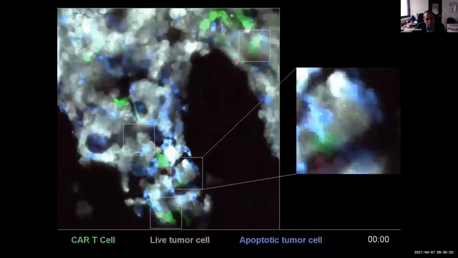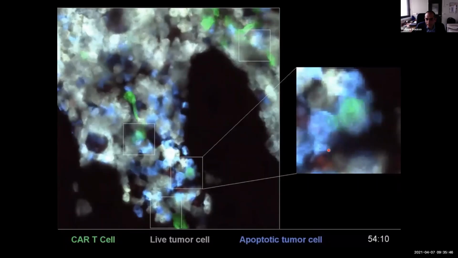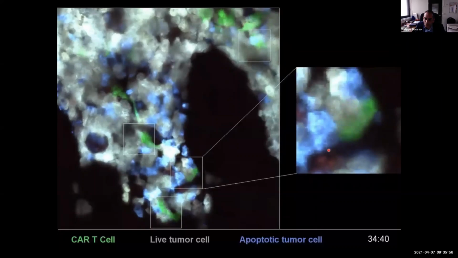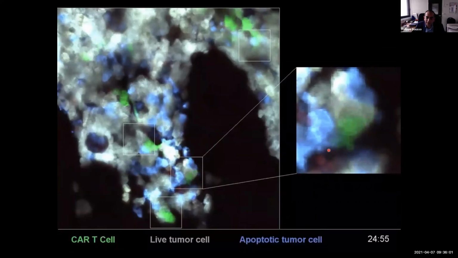For example, on this movie, you will see four squares. In each of these squares, you will see a killing event whereby CAR T cells in green interact with a tumor in white, and this tumor will turn blue as a result of this interaction. And I will play the movie. So you see quite rapid interaction, and then the tumor cells change color and the CAR T cell detaches. And that's really a very interesting feature, the fact that despite these cells being engineered to express a high affinity receptor, they really disengage very effectively from their target, as you can see in this movie.